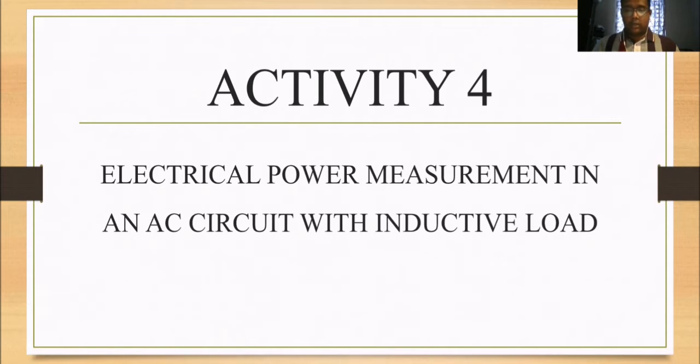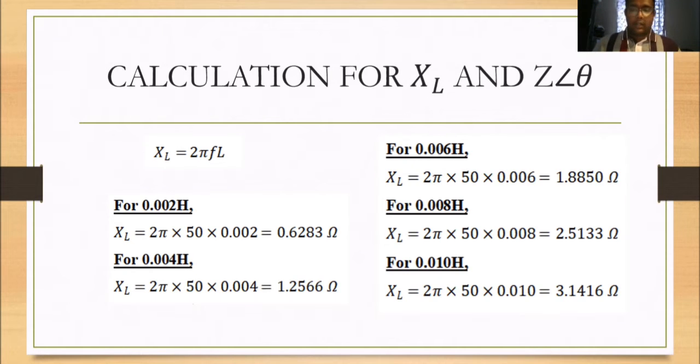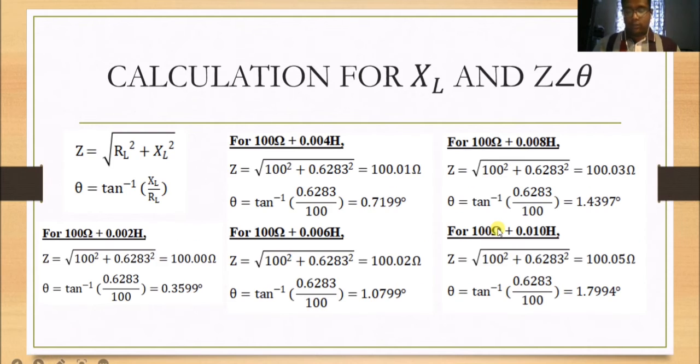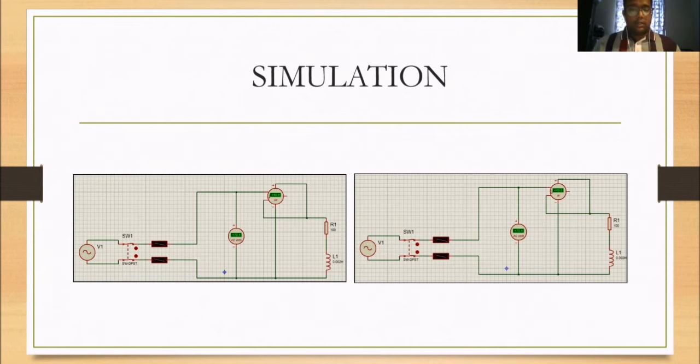So let's look into activity 4, which is electrical power measurement in an AC circuit with inductive load. For this activity 4, the procedure is the same as activity 3, but we change the capacitive load to inductive load. So let's look into the calculation for XL and impedance. For XL, we have used this formula and we have obtained the value from this manual calculation. For impedance, these are the calculations that we did, and we have obtained the resistive value and the angle for this impedance.